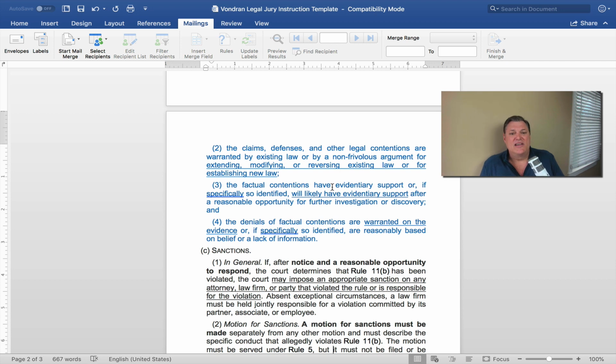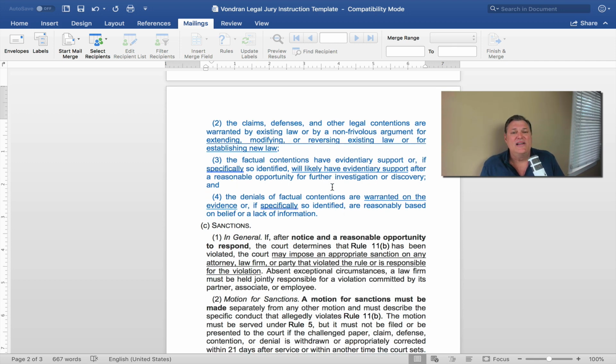Number three, you're certifying that the factual contentions have evidentiary support. That means you have the evidence, you can prove what you're alleging, or if it's specifically so identified, will likely have evidentiary support after a reasonable opportunity for further investigation or discovery. So I have the evidence, or I'm reasonably likely to get it, okay?